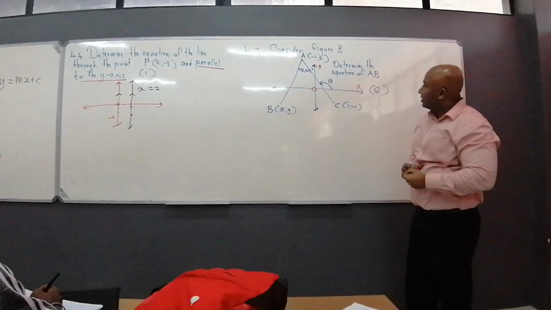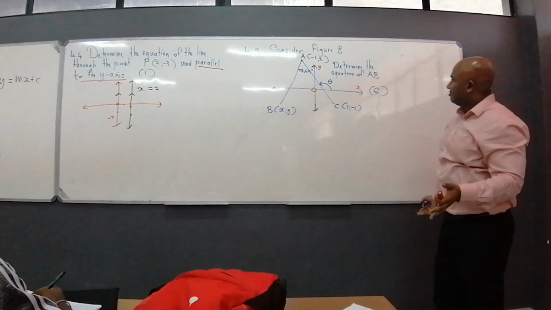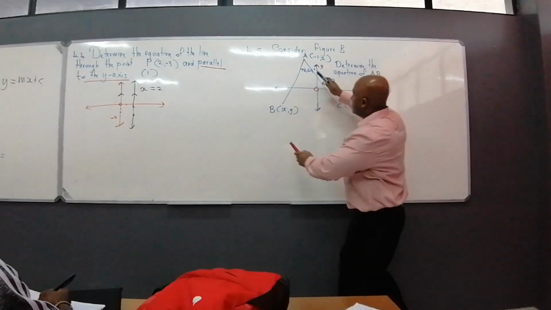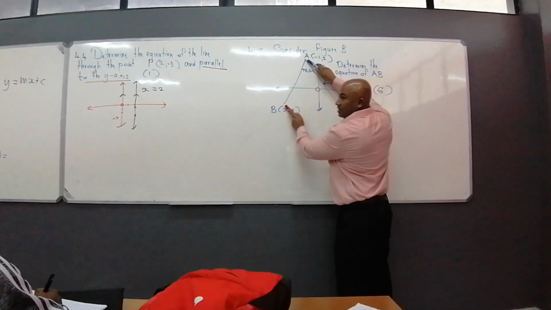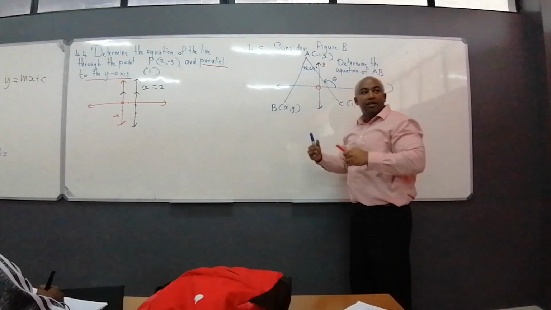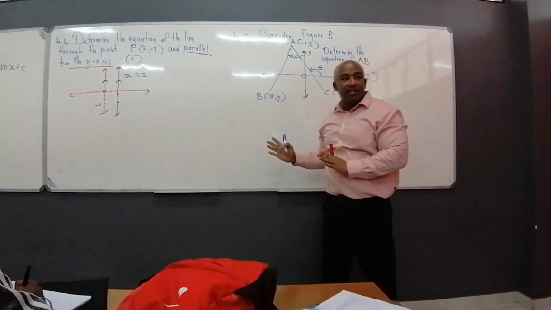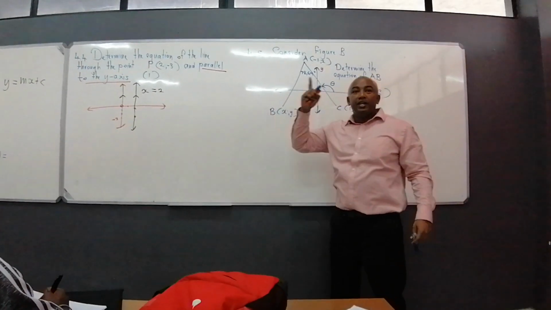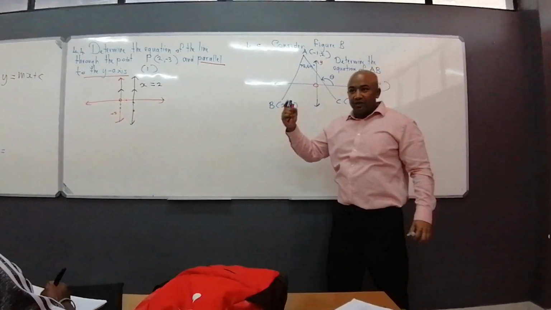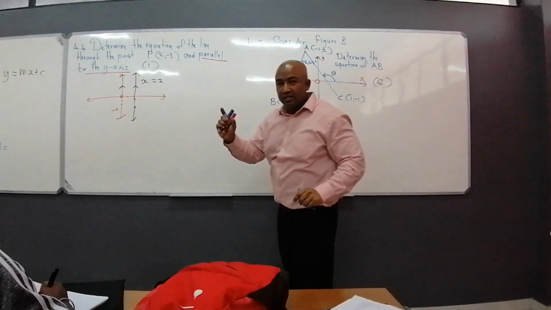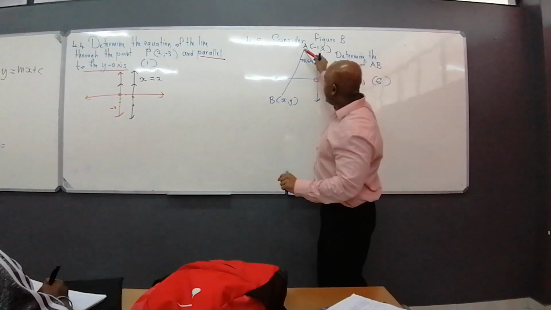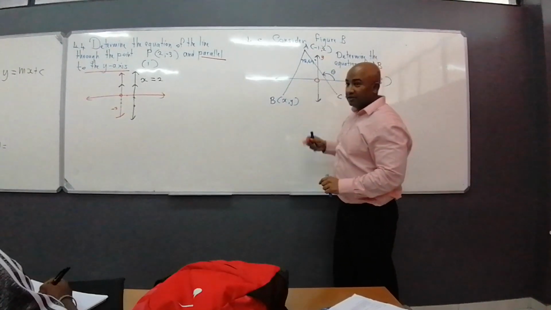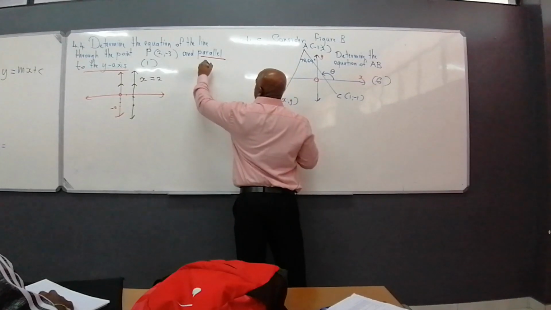Okay, so what does the question state? Determine the equation of AB. So here is AB. Again, we are finding the equation of a straight line. So what do we need? We need the gradient and we need 1 point, always. All you need is the gradient and 1 point. Do we have a point that lies on the straight line? Yes, we do. We got point A.